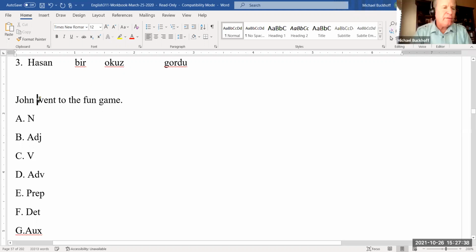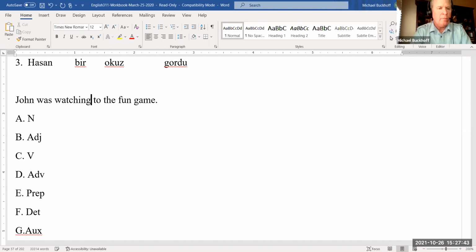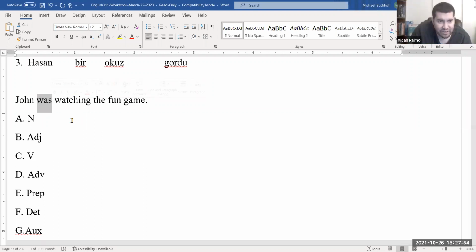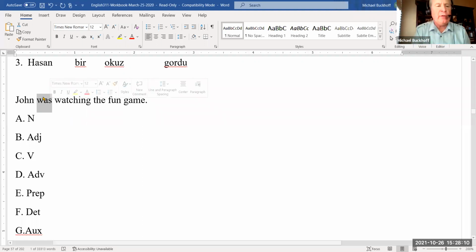What if I said this though? What if I underline this word? What is it? Is it a verb? An auxiliary verb? And that's even better. It's a verb, but it's the first verb in the verb string. So there's two parts, was watching. So was is actually the auxiliary verb.